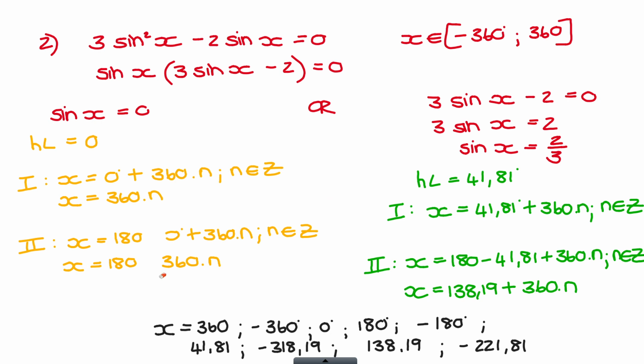Tweede kwadrant is 180 minus my hulphoekie. Dit was reg. 180 minus my hulphoekie en dan plus 360n, en n is 'n element van alle heelgetalle. And 180 minus 0 will stay just 180. Okay. Nou kom ons kyk gou na die regterkant, hierdie groen.